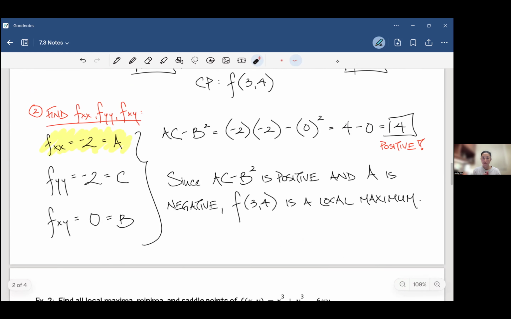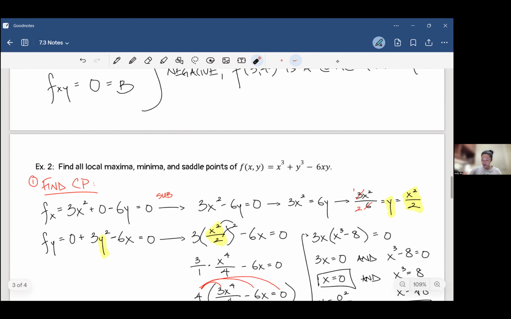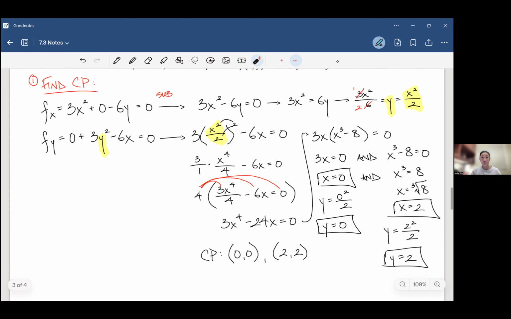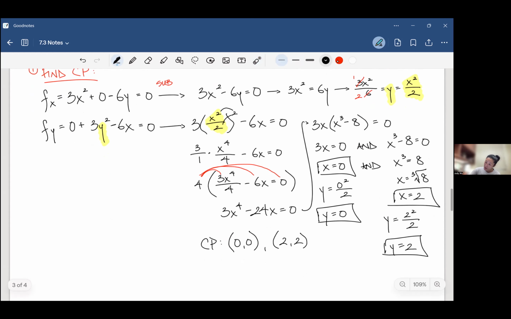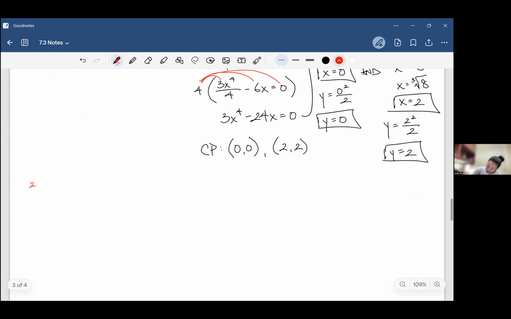So over here in the previous problem, we found our fxx, our fyy, our fxy, and we only had to plug in one set of numbers to find out whether that one was a local min, a local max, or a saddle point. In this question, we are actually going to have to do this twice. We're going to find our second partials, then plug in (0, 0) and see what happens, and then go back and plug in (2, 2) and see what happens there.